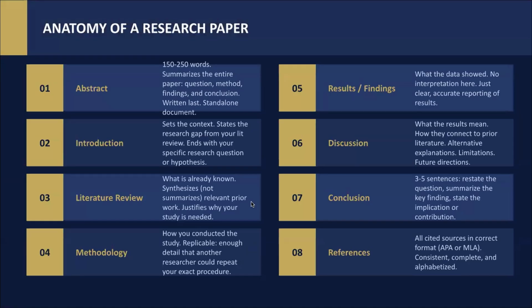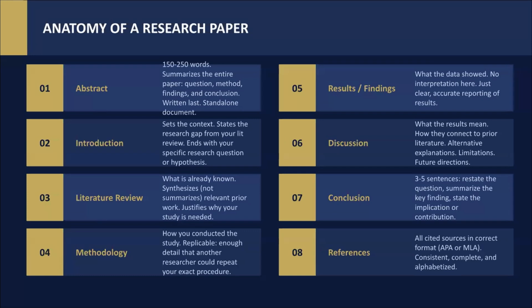So, anatomy of a research paper. Number 1, abstract, 150 to 250 words. It should also summarize the entire paper, the question, the method, the findings, and the conclusion, and it's written last. It's almost like a standalone document. And then number 2, the introduction. The introduction sets the context. It states the research gap from your literature review, and it ends with a specific research question or hypothesis.